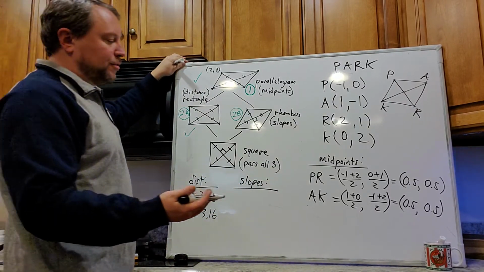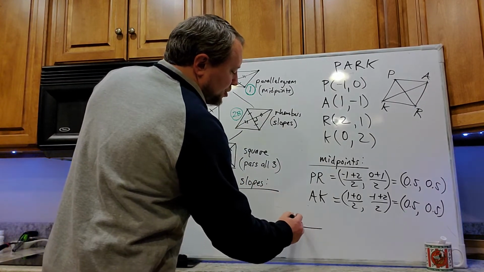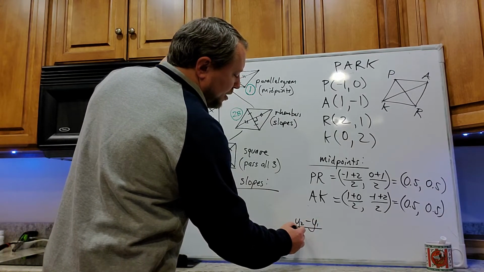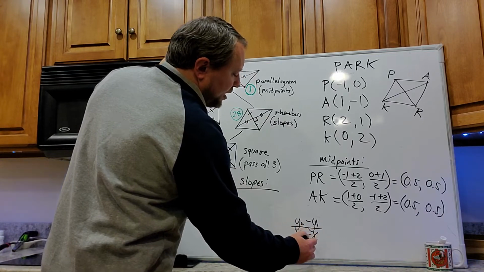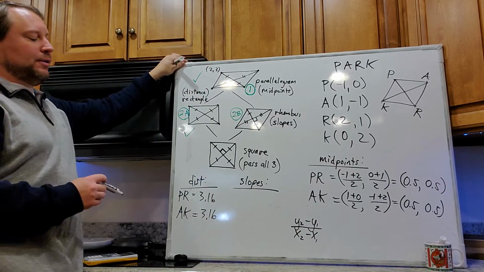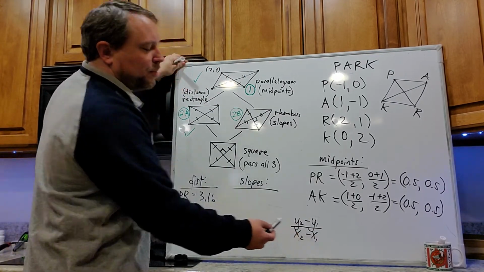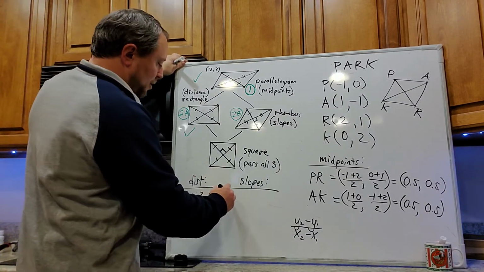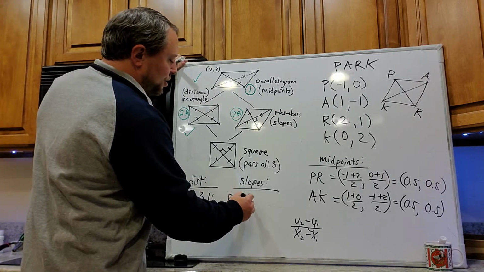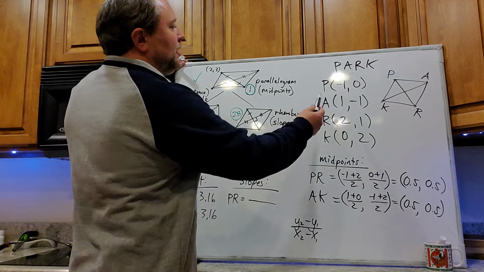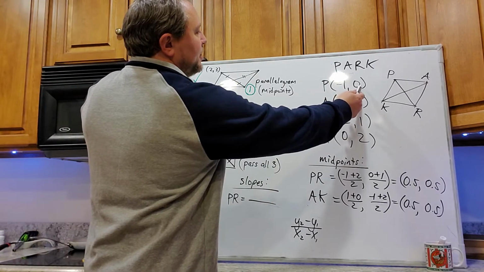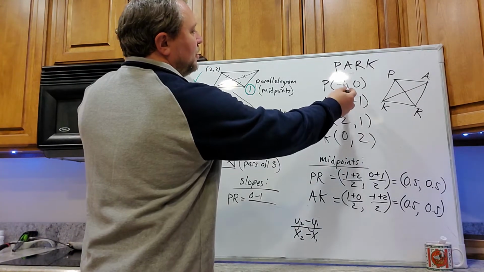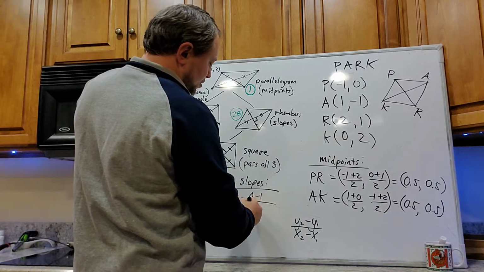Okay, and remember to find slope, it's just change in y, so y2 minus y1 on top, over change in x, x2 minus x1. It's important you go in the same order for both, and you put y values on top. All right, so PR slope. On top, I'm going to subtract 0 minus 1. On bottom, -1 minus 2.